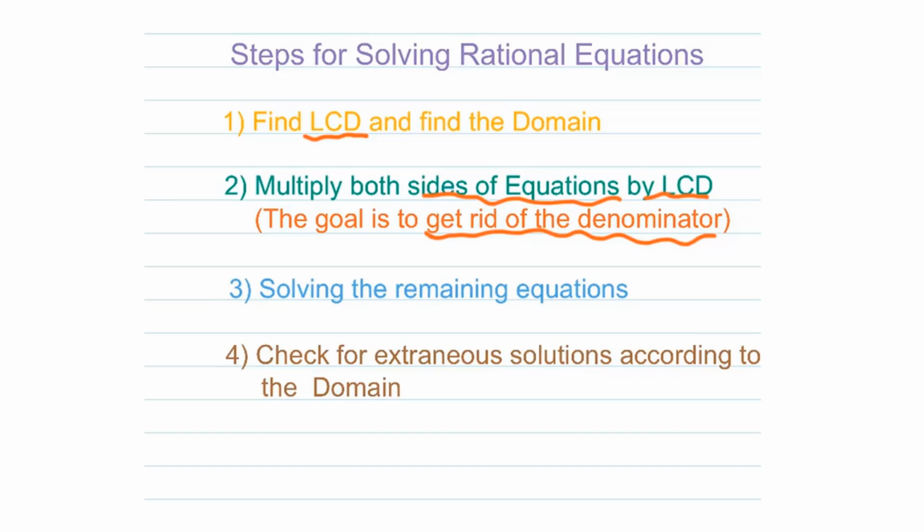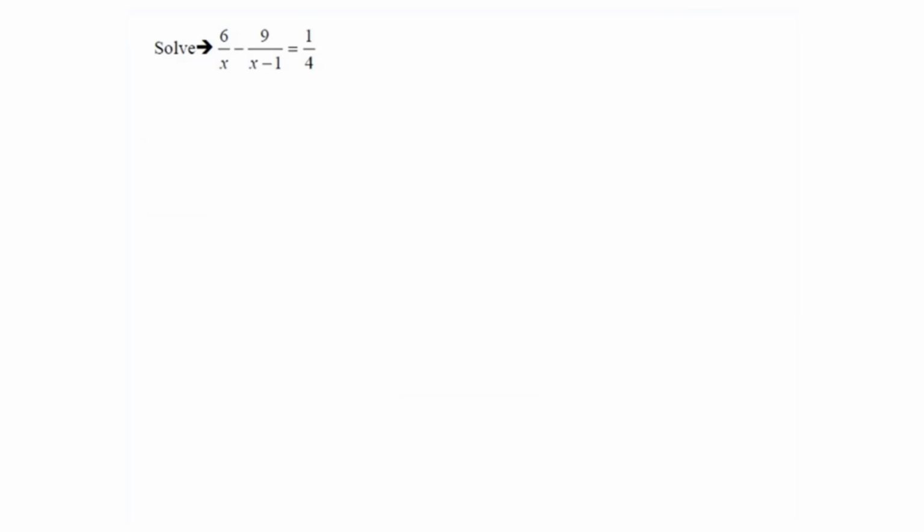Then you solve the remaining equations. Then you need to check the extraneous solutions according to the domain. Let's look at one example. 6 over x minus 9 over x minus 1 equals 1 over 4. This is a rational equation.